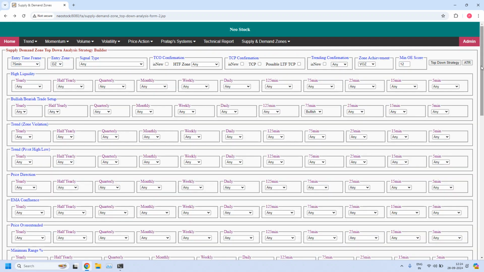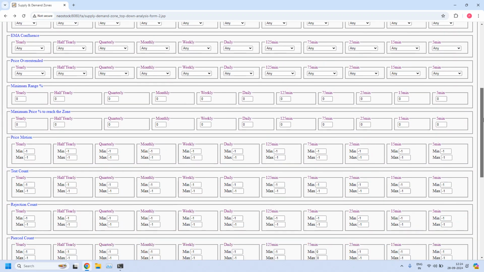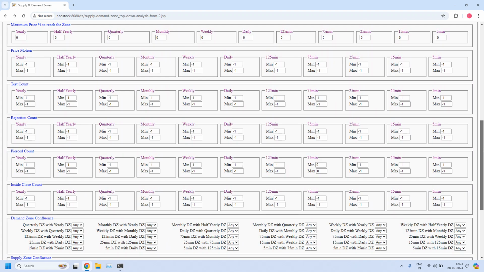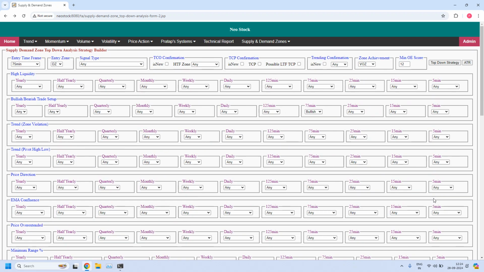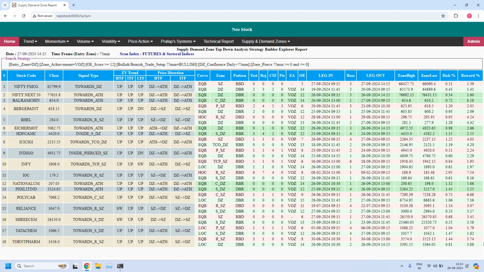That is 75 minutes demand zone confluence with daily demand zone confluence. So in the demand zone confluence, I am enabling the filter 75 minutes demand zone with daily demand zone confluence. Now let's filter. 18 stocks from 29, 18 stocks are filtered. All these 18 stocks are currently supporting bullish trade setup for weekly income trade, and also the entry time frame 75 minutes demand zone is part of the daily demand zone, zone confluence.